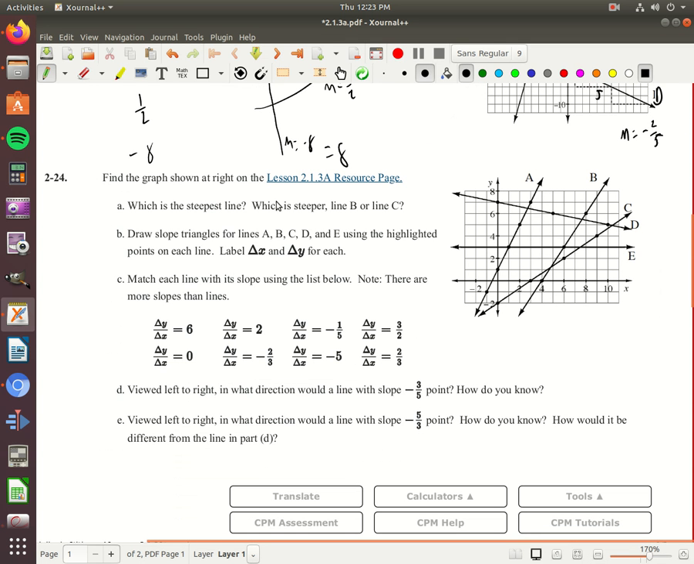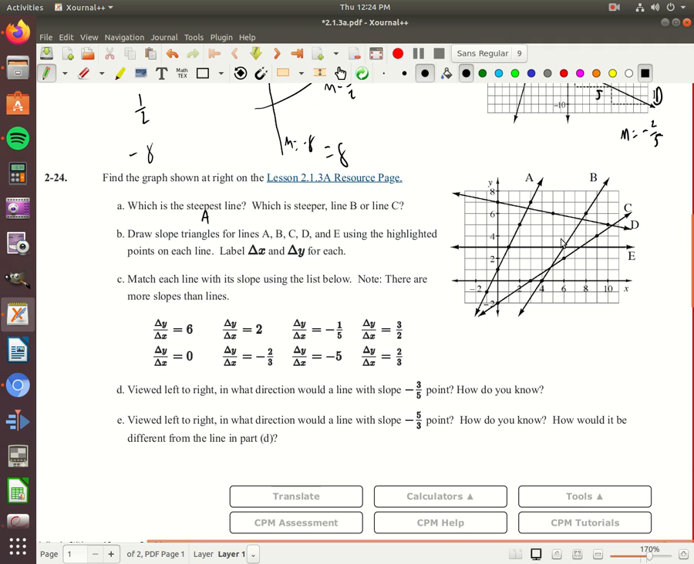So find the graph shown on the resource page. Again, I'm just going to use this here. Which is the steepest line? It's kind of hard to tell. It looks like A is the steepest line. So I will say A is the steepest line.